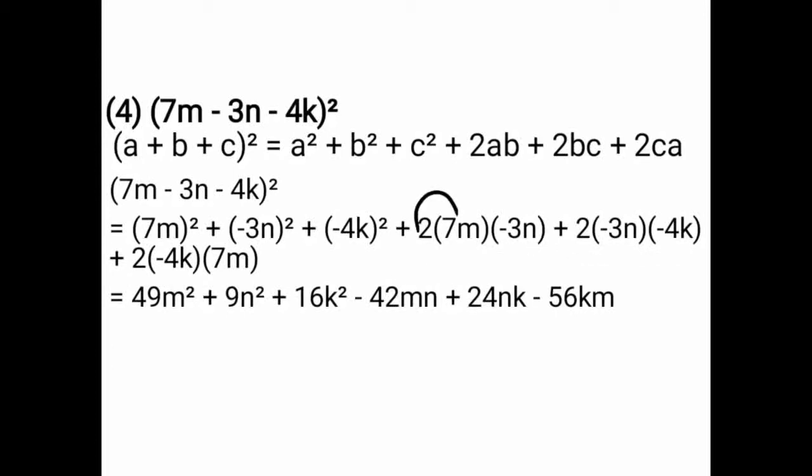2 sevens are 14, 14 threes are 42, 42 into n is 42mn. But before that you have to convert the sign. Plus into minus becomes minus. Next, plus into minus is minus, minus into minus is plus. 2 threes are 6, 6 fours are 24, 24 into n into k is 24nk.